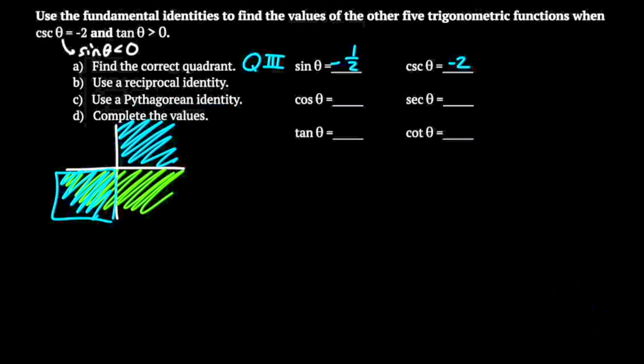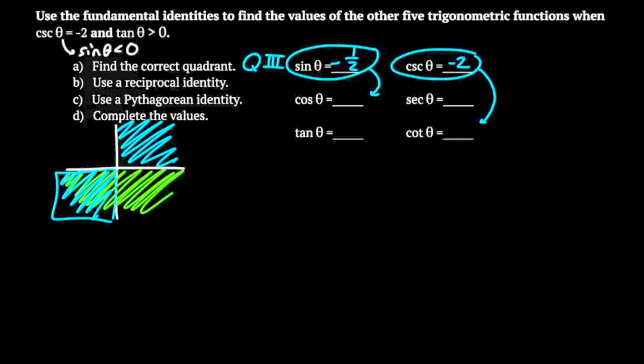Next we're going to use that Pythagorean identity just like we did in the last one. We have some options here. We could use the one with sine in it and that would give us cosine, or we could use the one with cosecant in it and that would actually give us cotangent. It doesn't really matter which one we use, but people are most familiar with the sine and cosine one, so I'll just do that one.